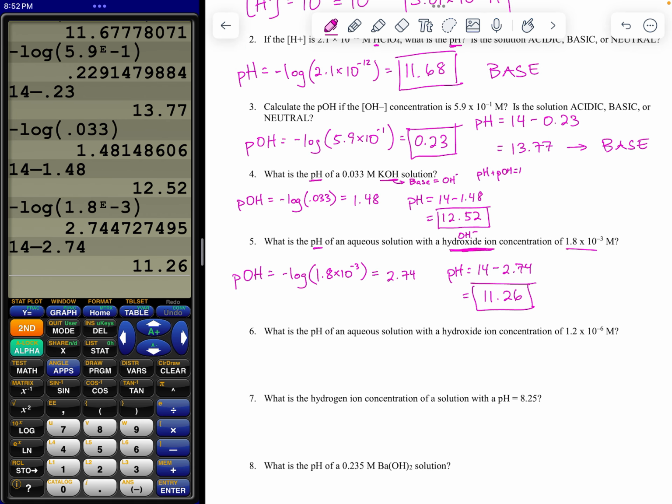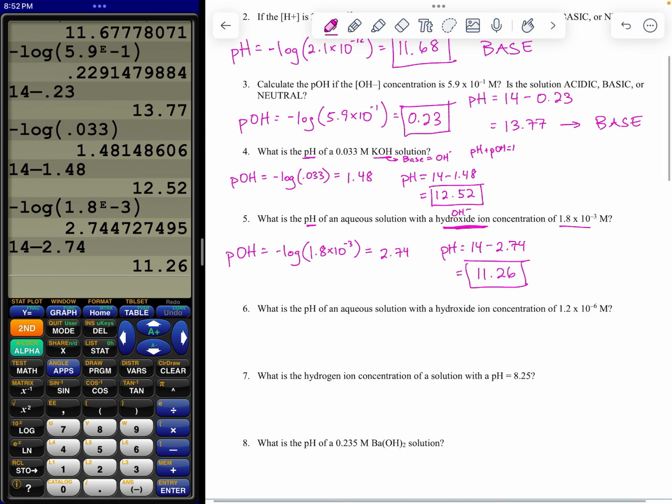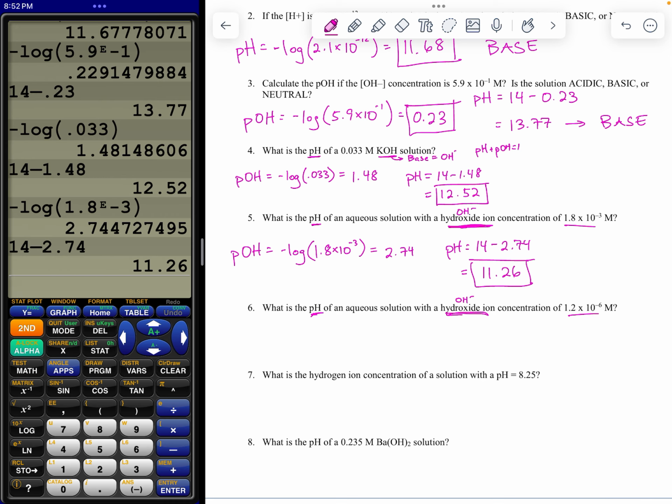A lot of bases. What's the pH of an aqueous solution with a hydroxide ion concentration? Again, hydroxide ion is an OH minus. So again, give you the concentration of the OH, looking for pH. So we need to find pOH first.